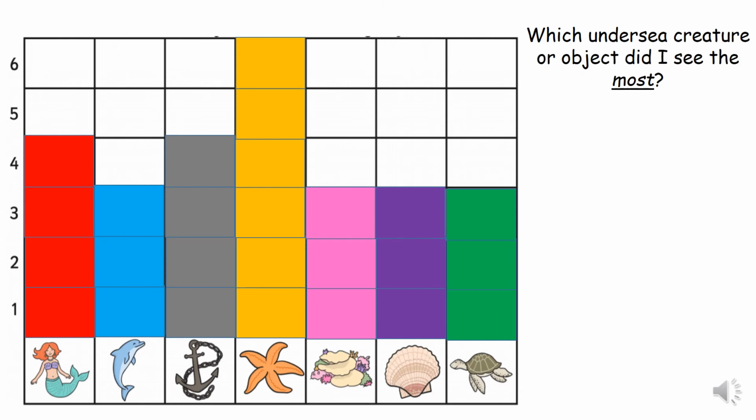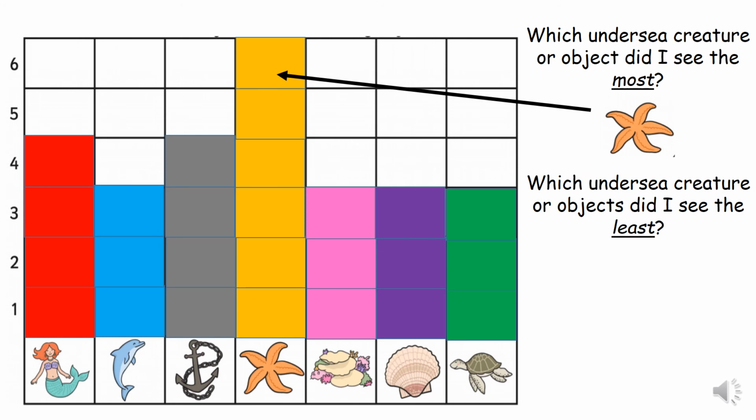Which creature or object did I see the most? What you need to do is look at the block diagram and see which item had the largest amount of squares. Good, it was the starfish, because there were 6 starfish, and that is a larger number than any other item. Which creature or object did I see the least?